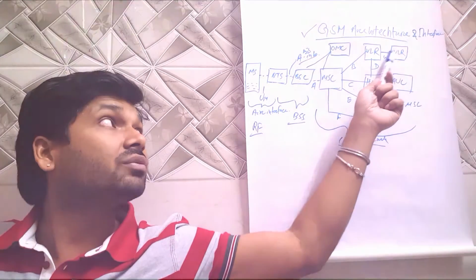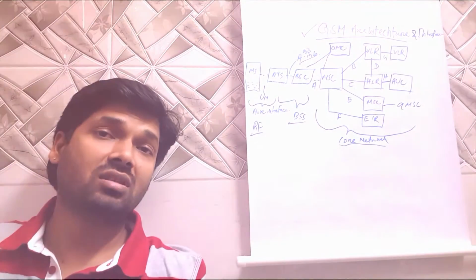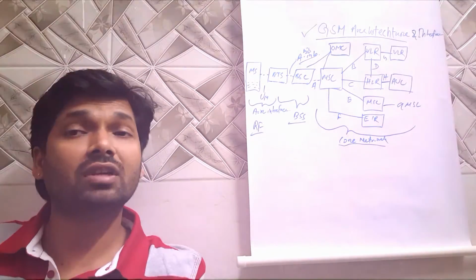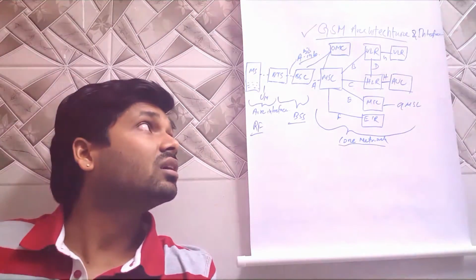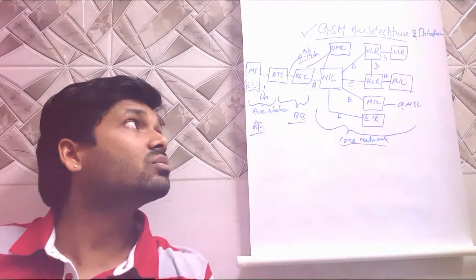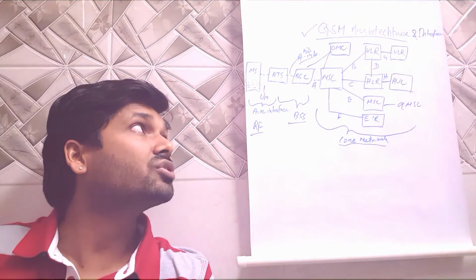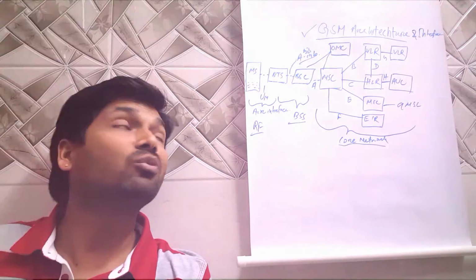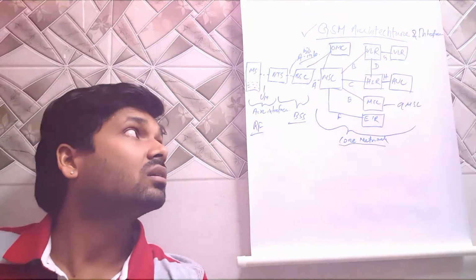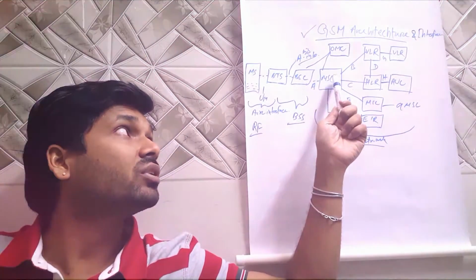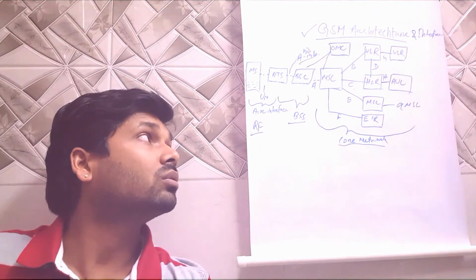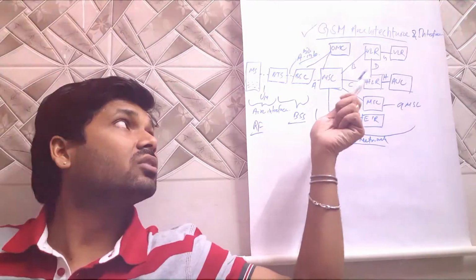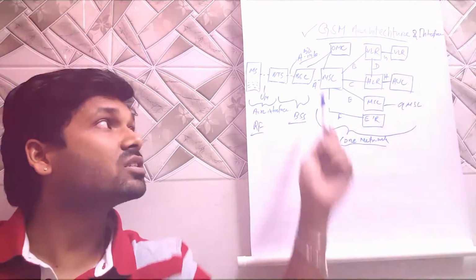From VLR to other VLR, we have the G interface. So if we have a secondary VLR or MSC, we can connect via the G interface. Then we have the D interface, which connects the visitor location register to the HLR, or the home location register. The home location register is again connected with the MSC via the C interface. So this is all about the VLR, HLR and the interconnectivity with the MSC.